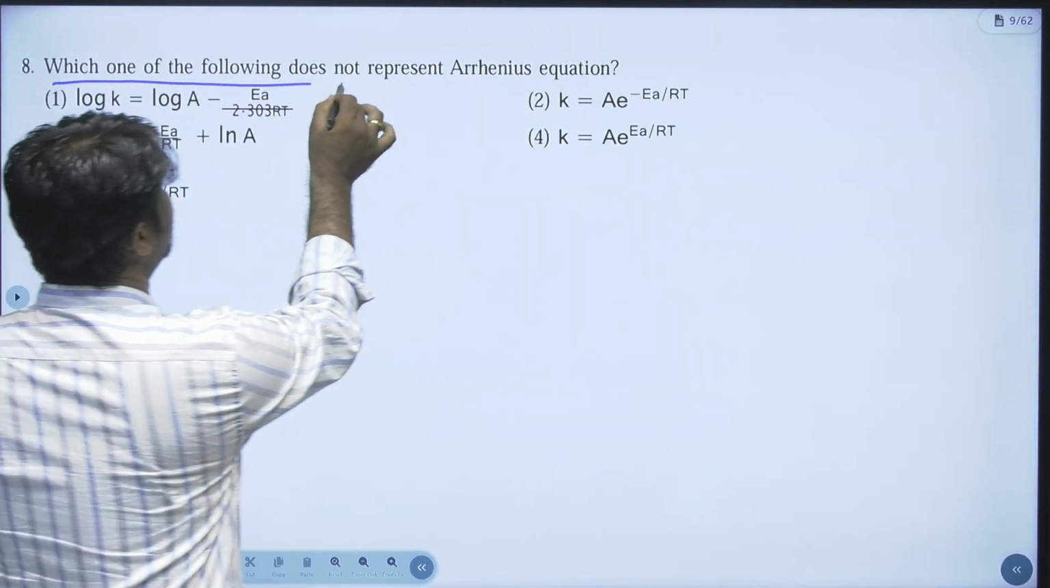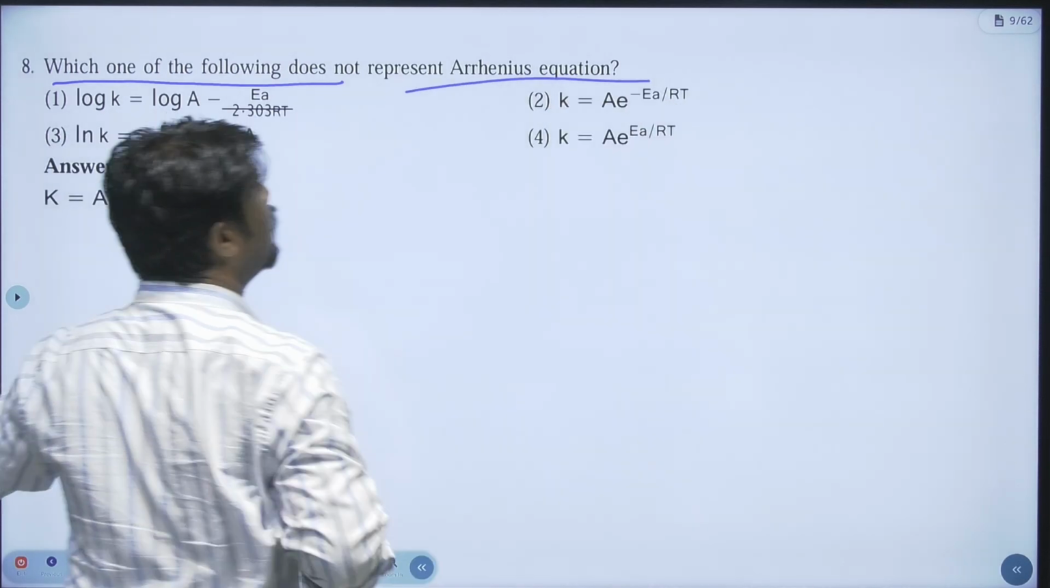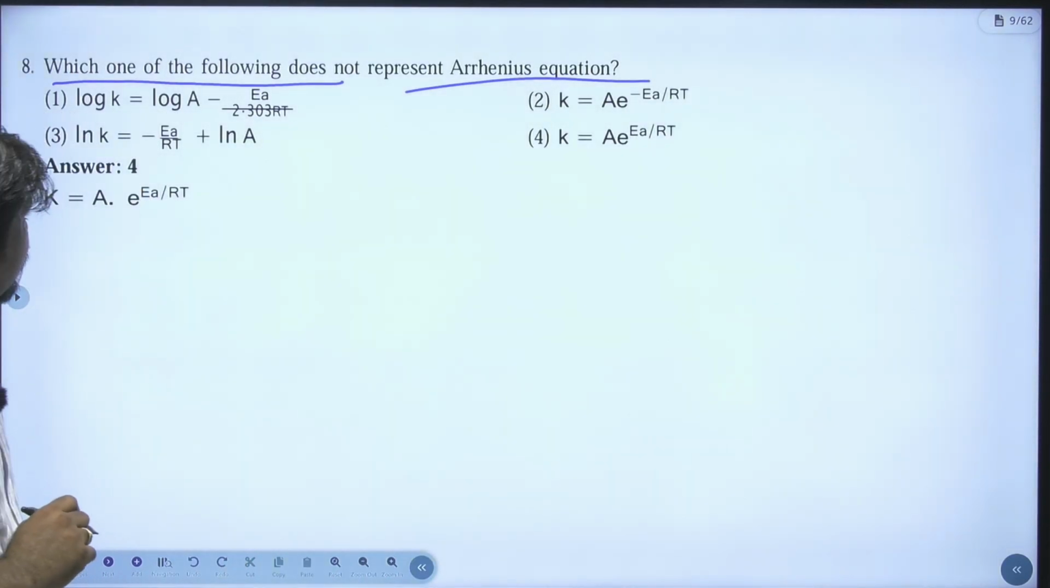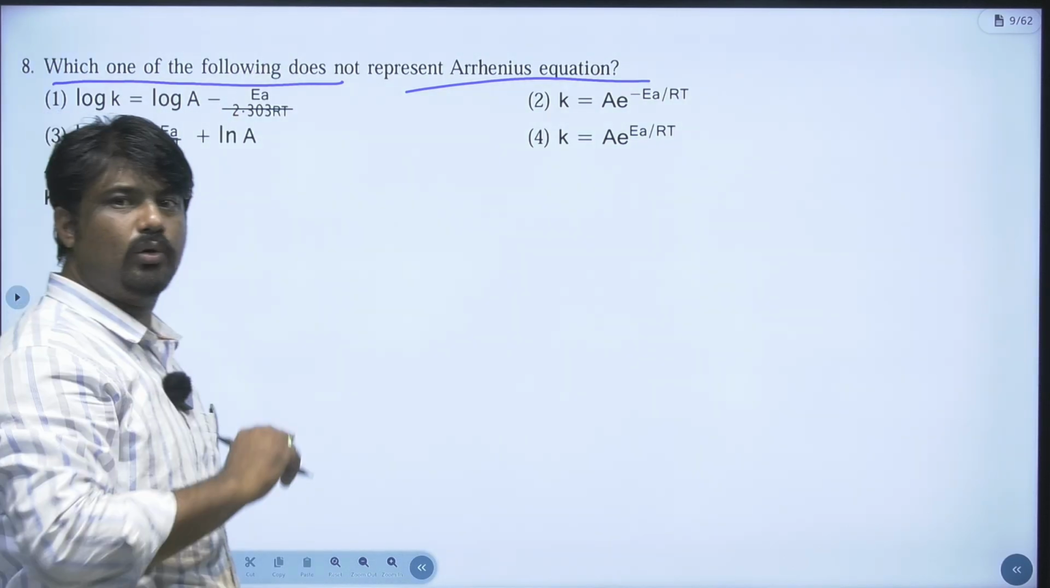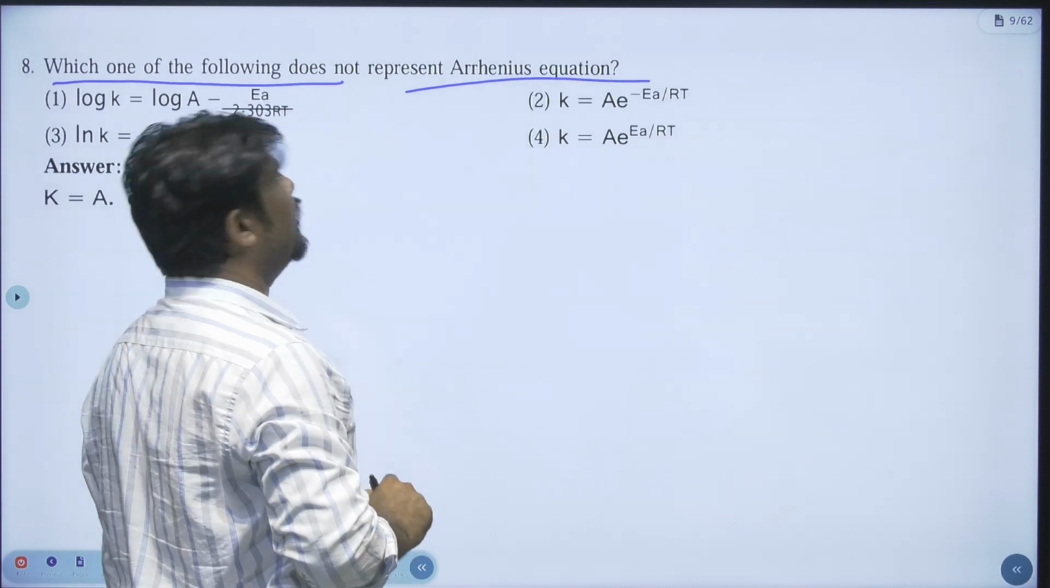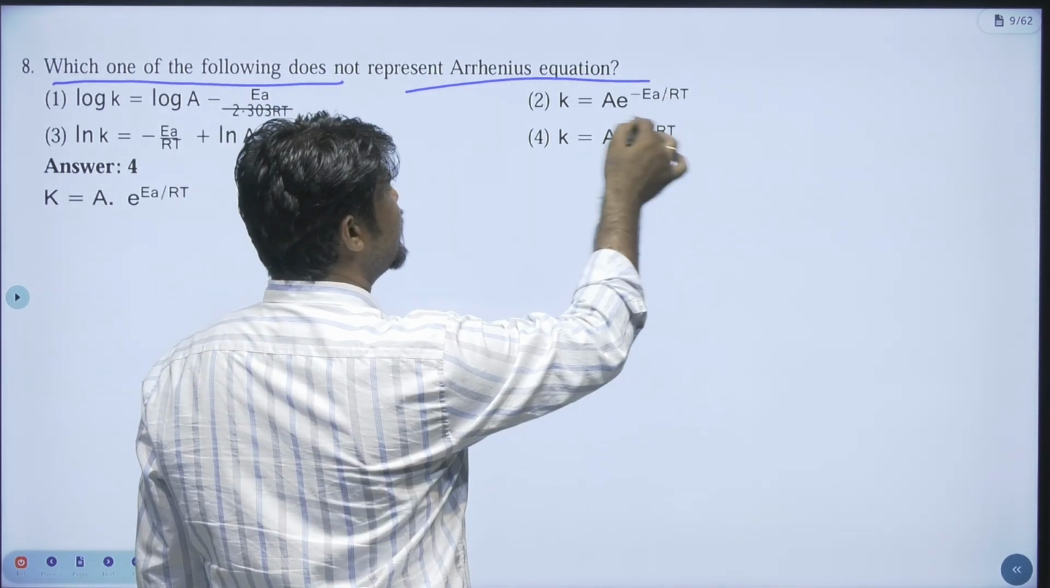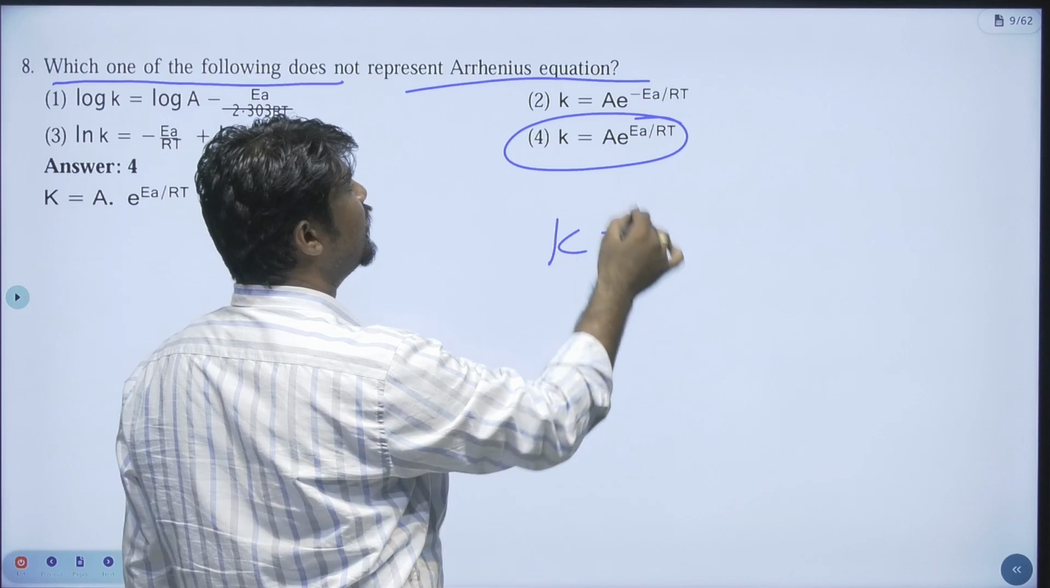Which one of the following does not represent the Arrhenius equation? Here they have given four Arrhenius equations. Among them, one is the wrong Arrhenius representation. That is the fourth option, because here they have not given the minus.